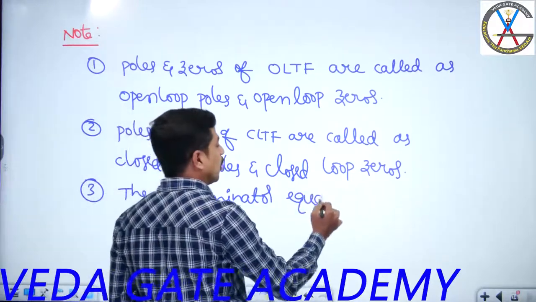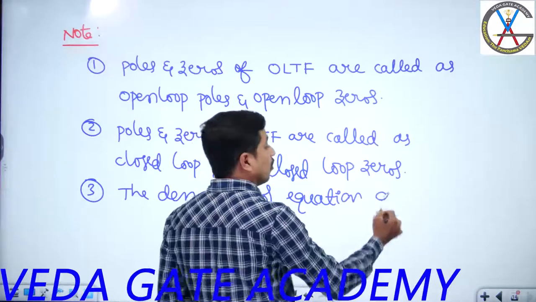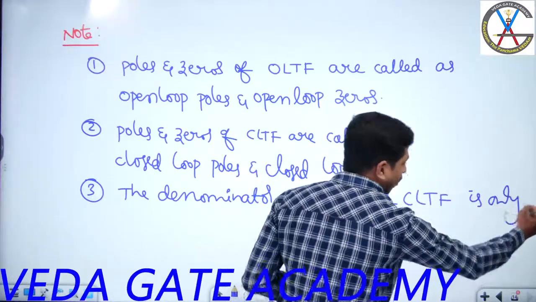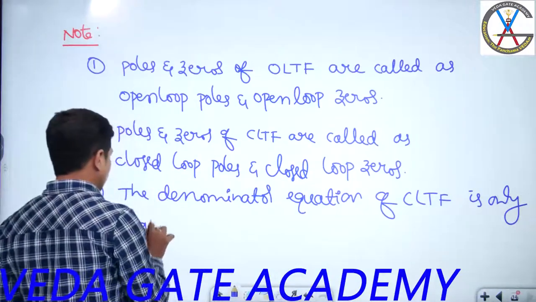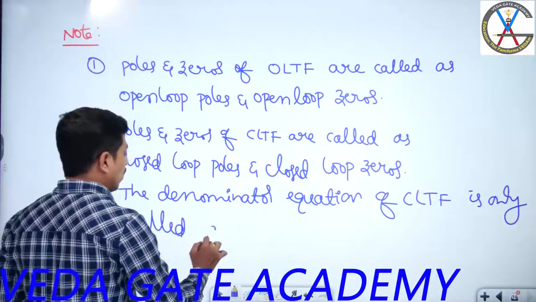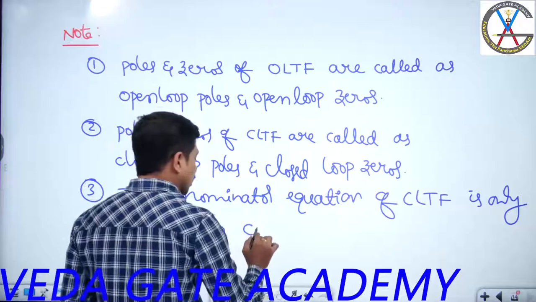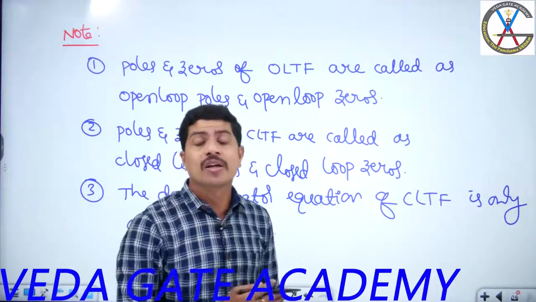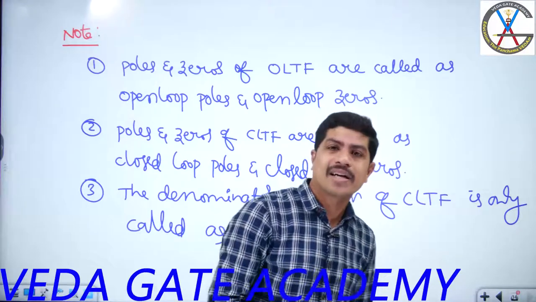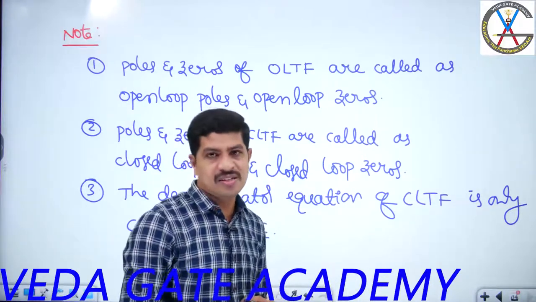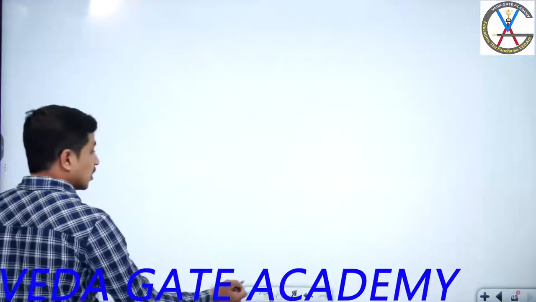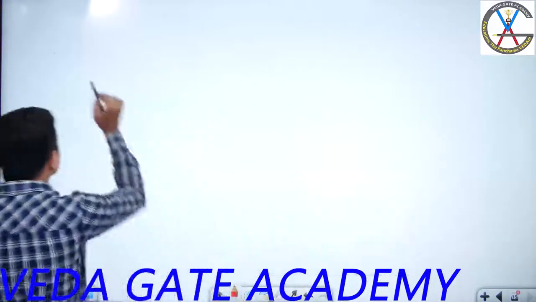The denominator equation of the closed loop transfer function is only called as what? Characteristic equation. The open loop transfer function denominator is not called as the characteristic equation. Let us take some examples here.